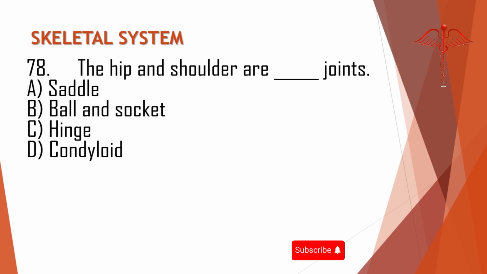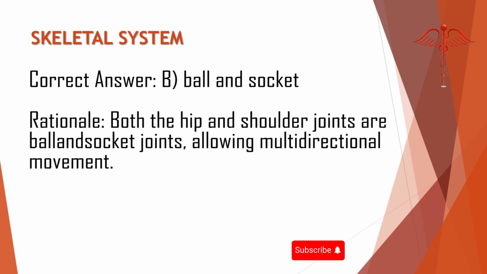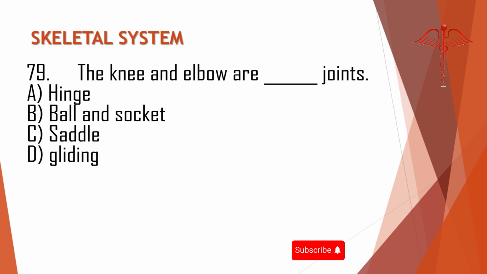78. The hip and shoulder are dash joints. A. Saddle. B. Ball and socket. C. Hinge. D. Condyloid. Correct answer, B. Ball and socket. Rationale: both the hip and shoulder joints are ball and socket joints, allowing multidirectional movement.